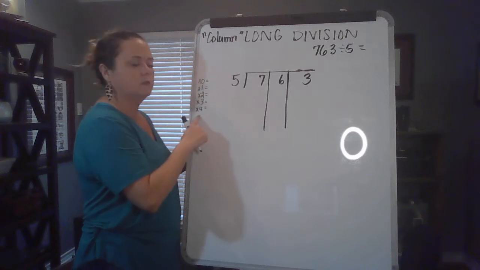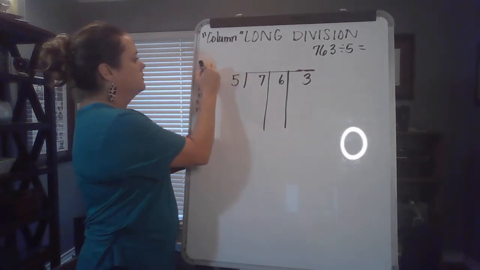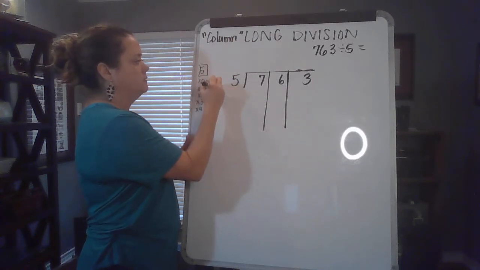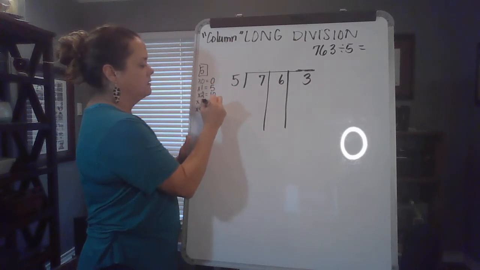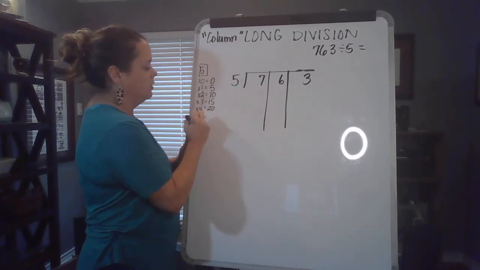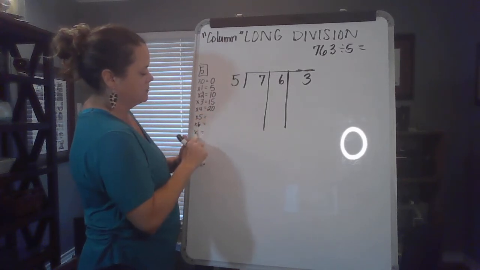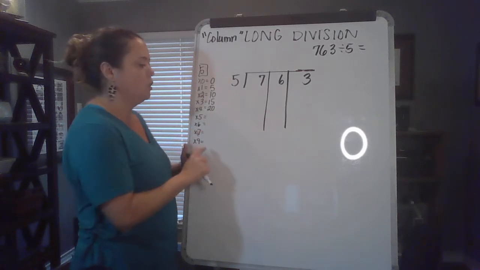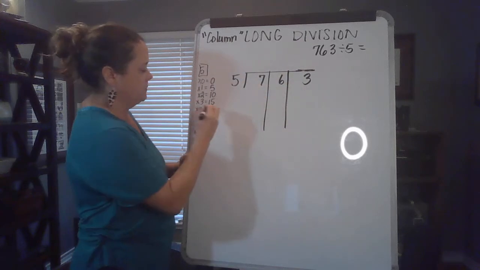Okay, eventually, we don't write this part down. We just write our multiples of 5. So 5 times 0 is 0. 5 times 1, 5, 10, 15, 20, and so on all the way to 9. Okay? We're not going past 9 because we will only put a one digit in our quotient up here at a time.